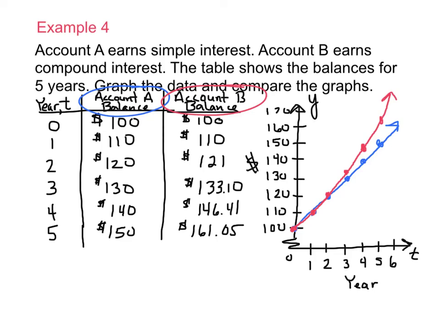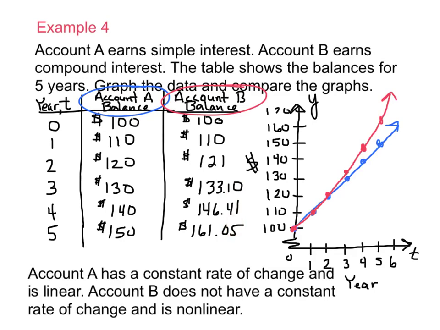So we have to compare the data. Just by looking at it, you should be able to look at account A and realize that it increases by 10 every time. Therefore, account A would be linear because it makes a line. Account B is not linear because it starts curving upward. This increases by 10, this increases by 11, this increases by $12.10, and so on. It does not increase at a constant rate. So we can say that account A has a constant rate of change and is linear. Account B does not have a constant rate of change and therefore is nonlinear.